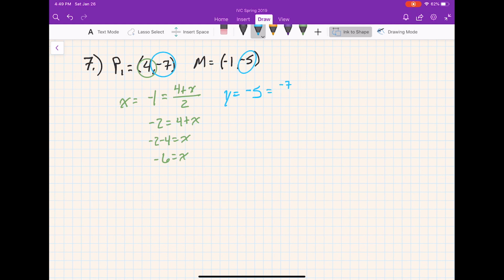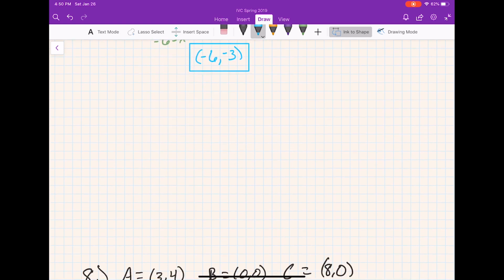-5 equals -7 plus y over 2. Multiply by 2 on both sides. That's going to give us -10 equals -7 plus y. So we add 7 to both sides. That's going to be -3 equals y. So our new ordered pair here is going to be -6, -3. That's our other endpoint.